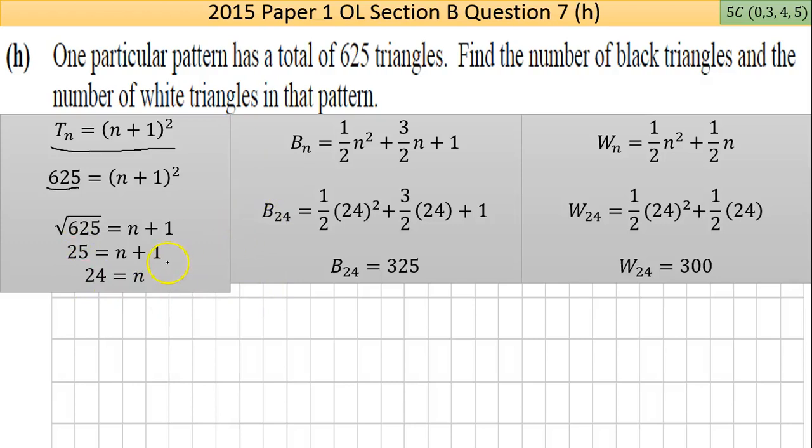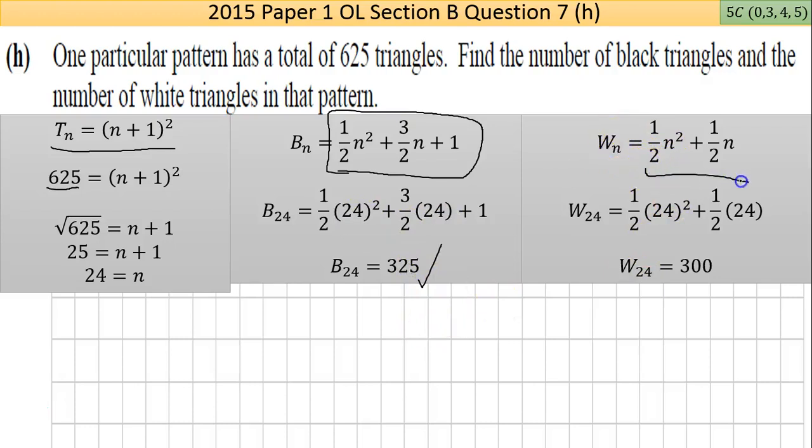Now, I could go back and count up 24 black, whatever. That's one way of doing that last part here. But if I use the formula I worked out, or which I was given, and put the 24 in instead of n, I can work out what the number of black triangles is. The calculation I did here, use the calculator, is 325. That's that.